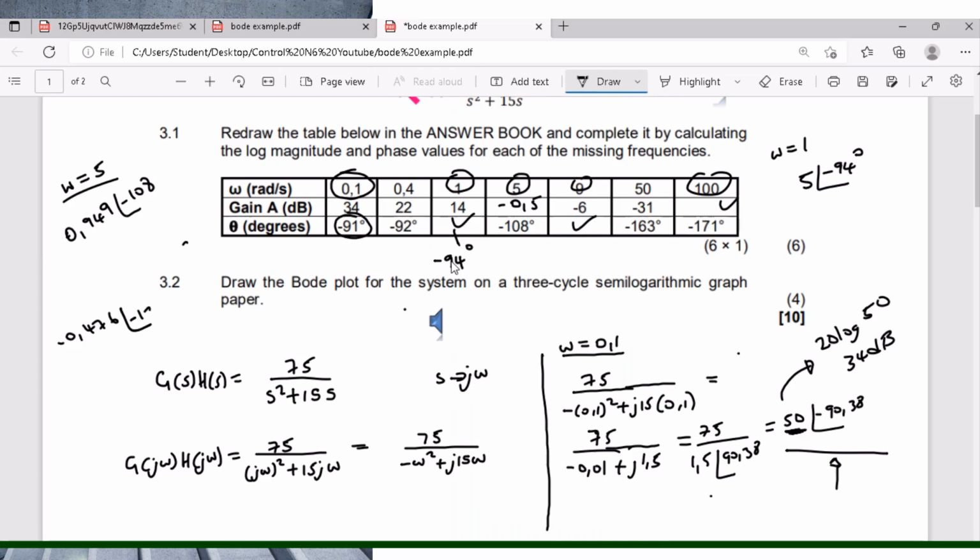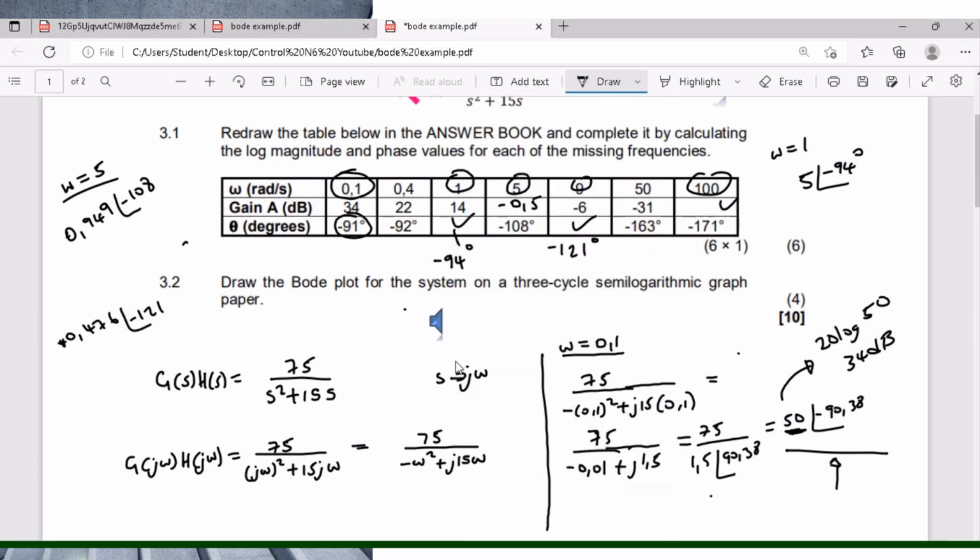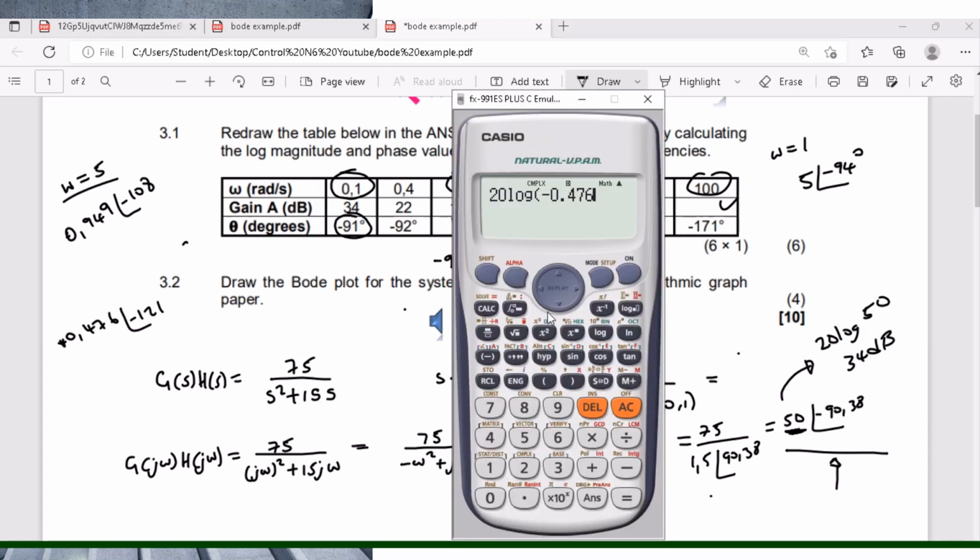0.476 minus 121. You see, minus 121 is what we needed. The 0.476, we can just put it in the calculator to confirm if it's exactly minus 6 decibels. So let's say 20 log of 0.476, and we get, oh, this was not negative, it was positive. Sorry, positive. I hope you noticed that before me. So we get minus 6, you see.